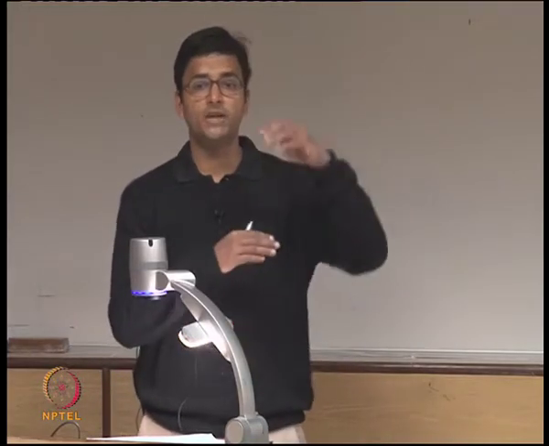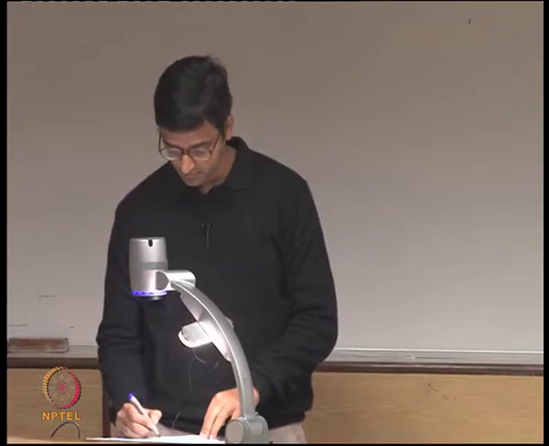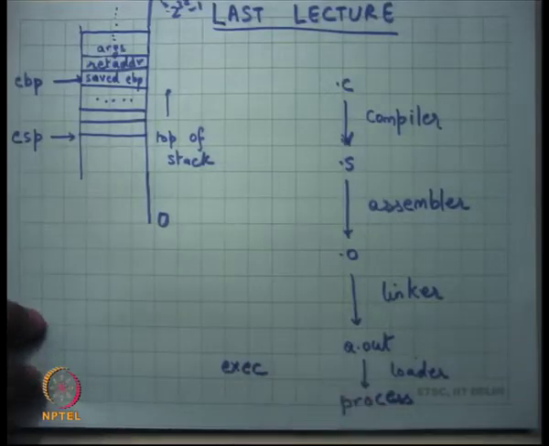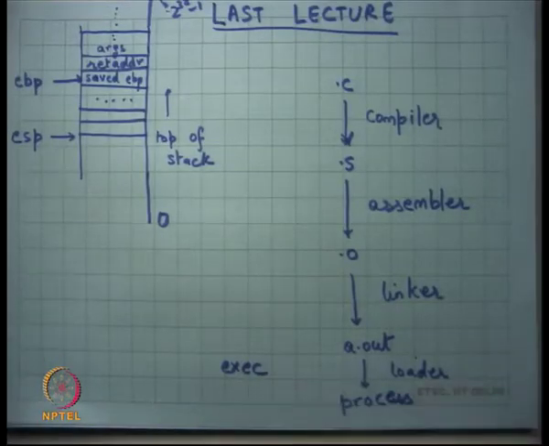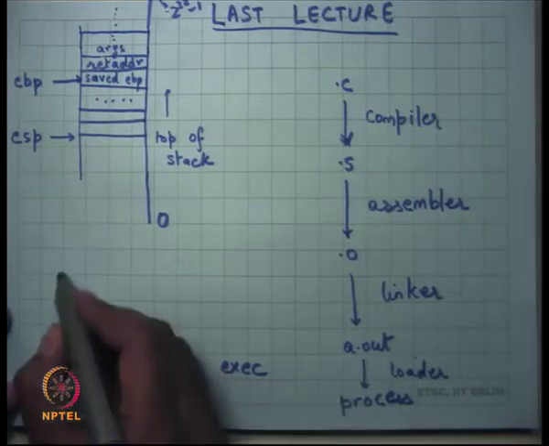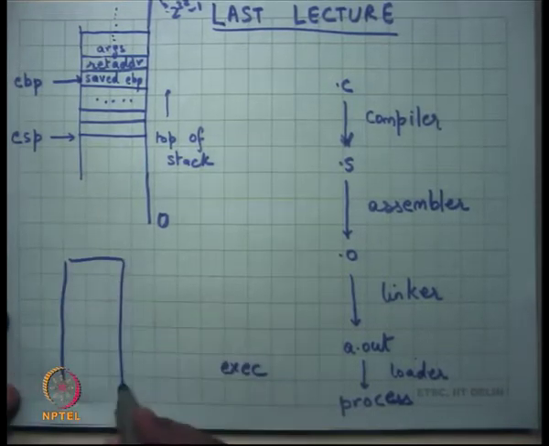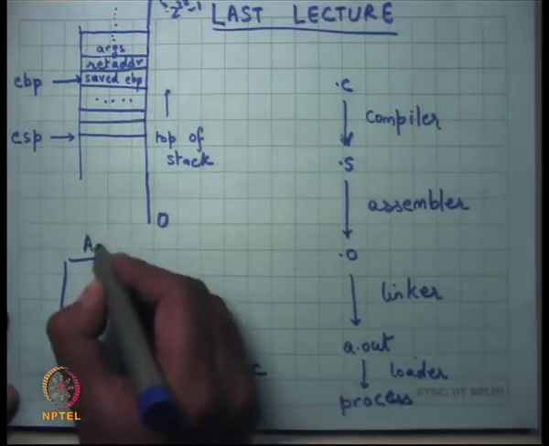For example, when you make the exec system call, the operating system's loader comes into action. It parses the a.out file and pastes it into the process's address space. So let's say this is the address space of the process.